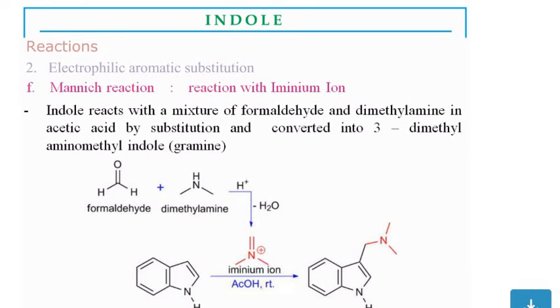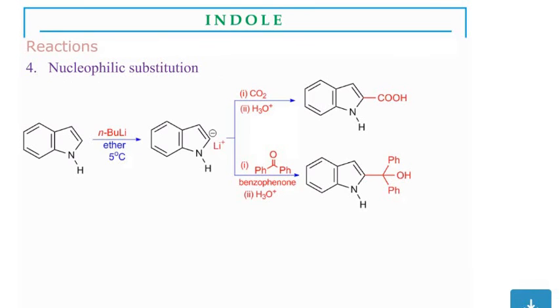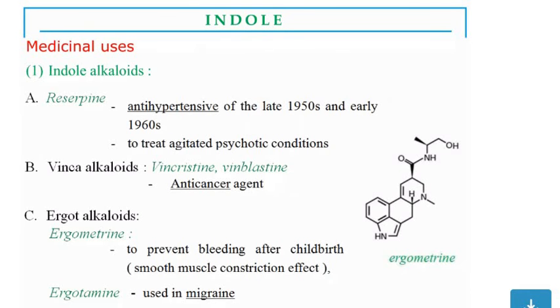manipulation, you can see formaldehyde and dimethylamine. If you have the iminium ion, you will get the Mannich product. Here, the reductions: indoline and formation of the 2-isomer. Nucleophilic substitution, you can see in the presence of base, you will get the substituted carboxylic acid and alcohol.